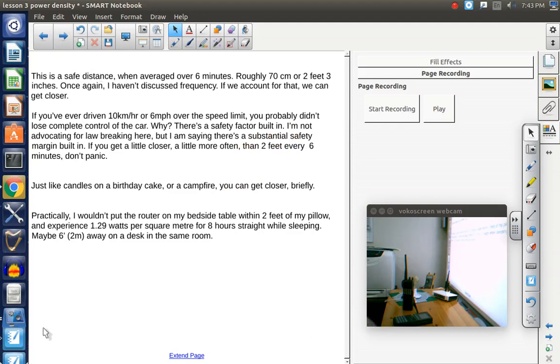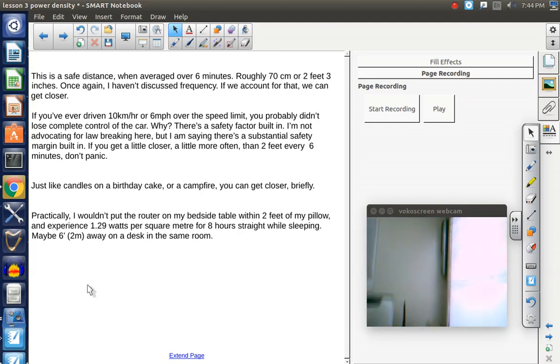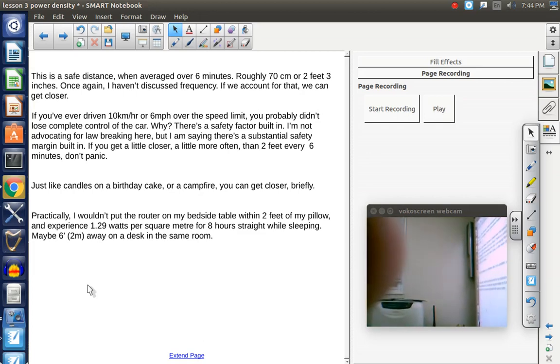Health Canada Safety Code 6 averages things over 6 minutes. So I could spend some considerable time closer and then some considerable time farther, and if by average I end up at 70 centimeters, I'm well within my range. So this is the safety limit recommended by Health Canada.